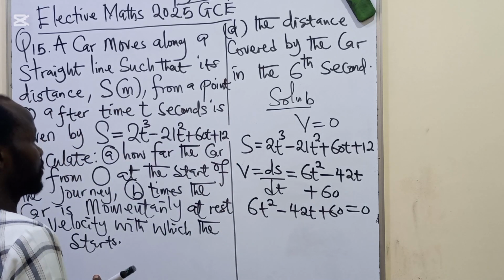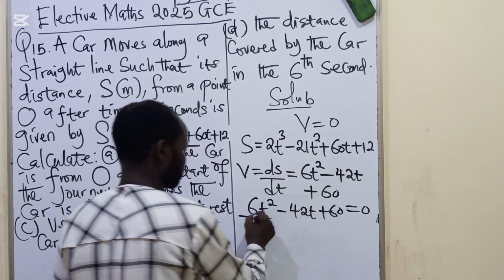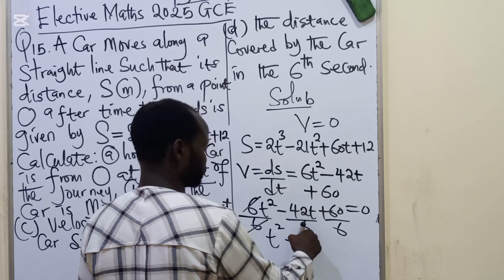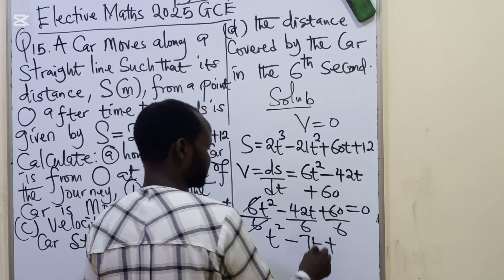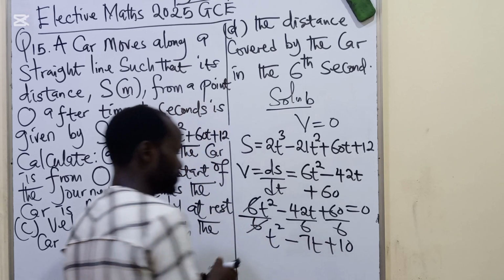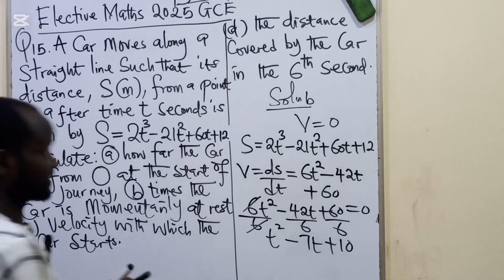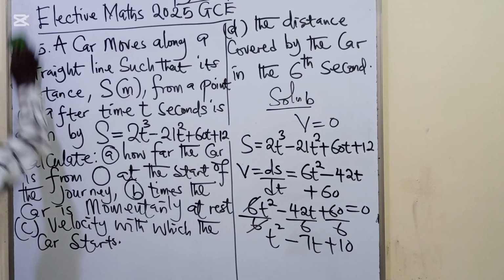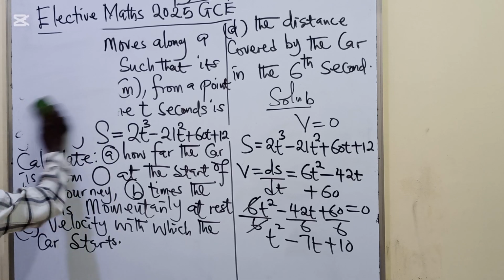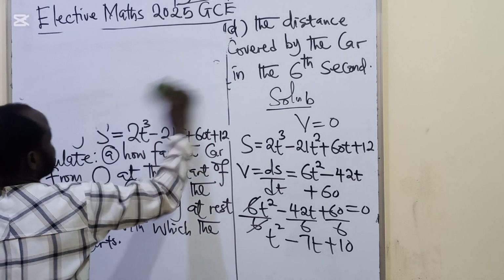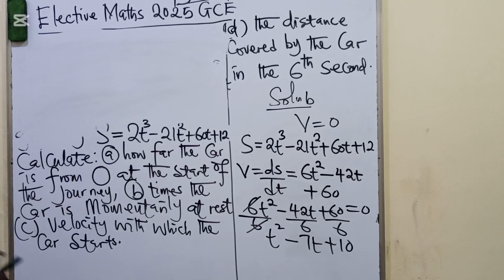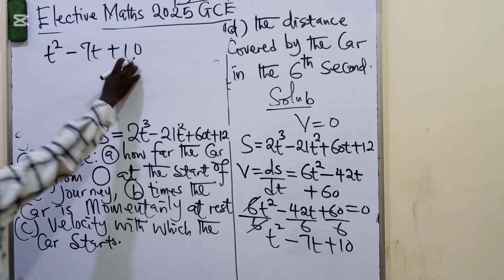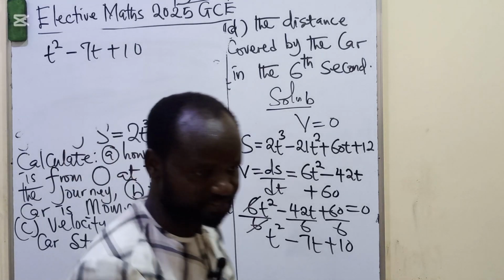Let's reduce this. We can divide through by 6, because 6 is a factor. So that we can have t squared minus 42 divided by 6, which is 7t, plus 60 divided by 6, that's 10. So we have t squared minus 7t plus 10. Can we factorize this? Yes. So let me remove part of the question since we are almost there. Let me remove up to this point. Yes. So let's factorize this. We have t squared minus 7t plus 10. Two factors of 10 that can give us minus 7t. Very important.